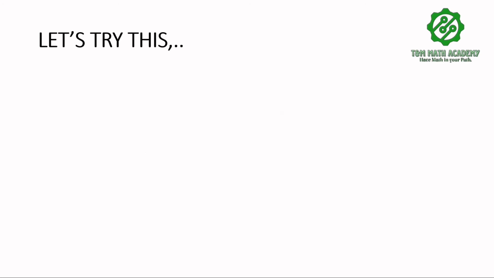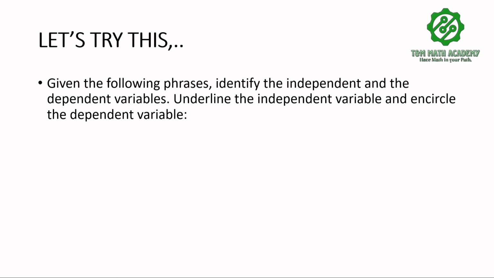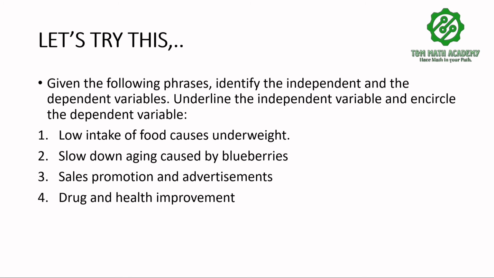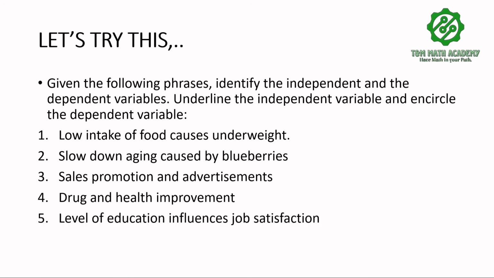Okay guys, let's have an activity. So given the following phrases, identify the independent and the dependent variables. Underline the independent variable and encircle the dependent variables. So pwede nating i-pause yung video para mas masagutan natin ng maayos. Number 1, low intake of food causes underweight. Number 2, slow down aging caused by blueberries. Number 3, sales promotion and advertisement. Number 4, drug and health improvement. And number 5, level of education influence job satisfaction.